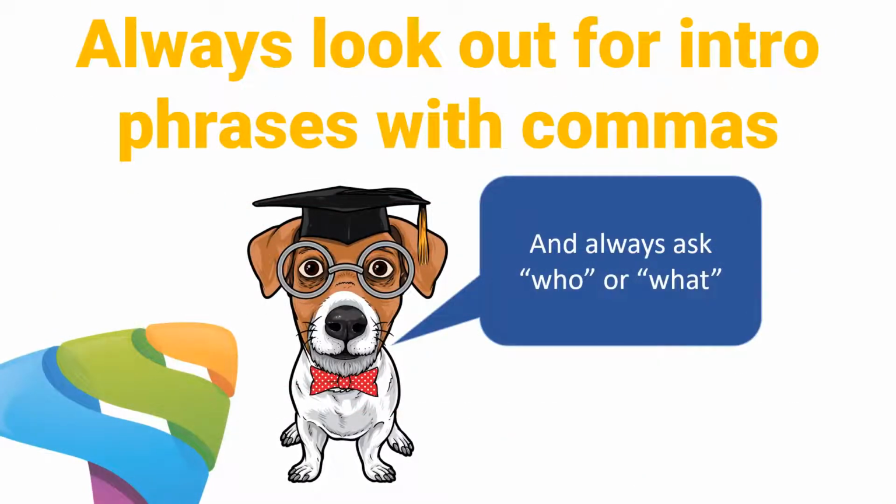Always look out for intro phrases with commas. They come up all the time on the test, and we like that because they're pretty easy to diagnose. Just always ask who or what, and that's the thing that we want immediately after the comma. So this is all about these intro phrases with commas. And now that you know that they're there, you're going to see them everywhere on the test. And that's a good thing because they're simple to diagnose and they're either done right or they're done wrong. So it's a very quick way to knock out wrong answer choices very quickly.